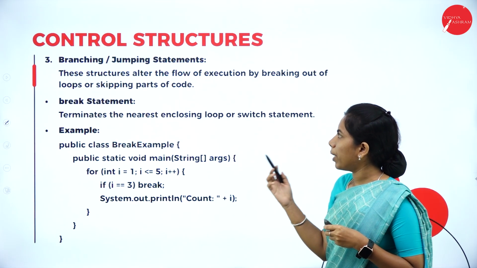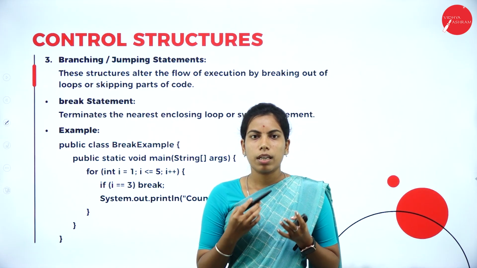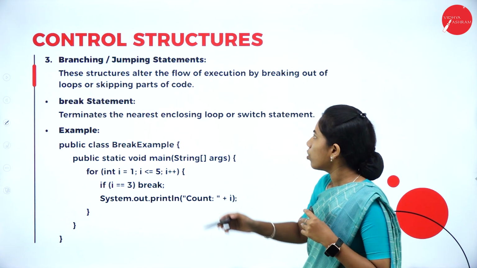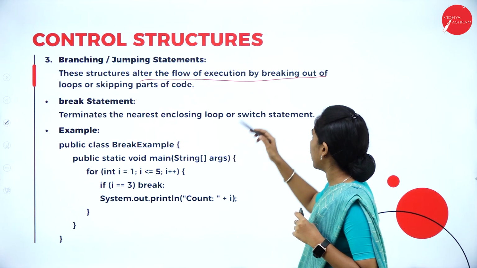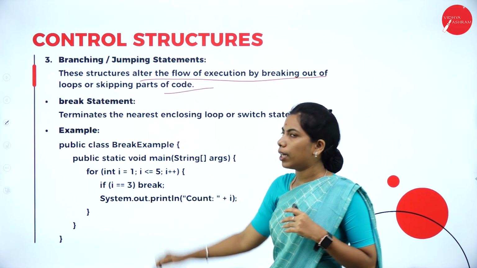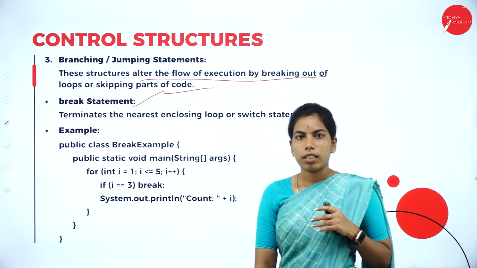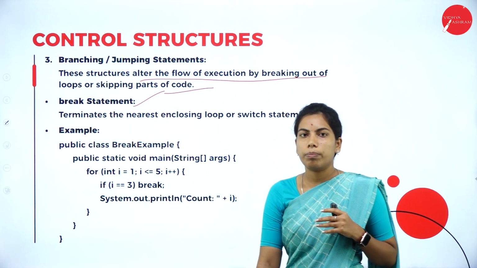And next we can see branching or jumping statements. In your syllabus, they mention jumping statement. It is also called a branching statement. These structures alter the flow of execution by breaking out of the loop or skipping part of the code. Mainly there are break, continue and return. These three come under branching and jumping statements.